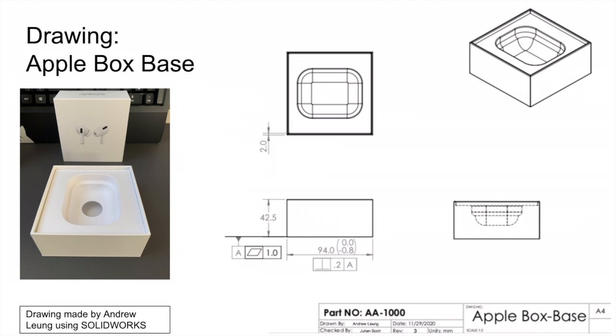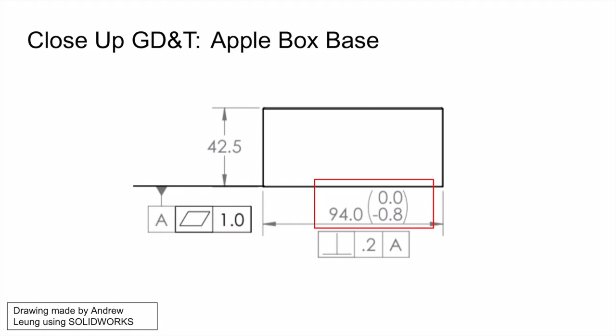Shown is the drawing of our Apple box's bottom base. Our GD&T is defined through the side of the box, since this is the main mating surface when the two parts are fitted together. This is a size feature to control the allowable width of the box base. The upper and lower boundaries are 0 and negative 0.8 millimeters, which control the largest and smallest width allowable. The upper boundary is the most significant, as anything larger than 94 millimeters would cause interference issues with the lid.